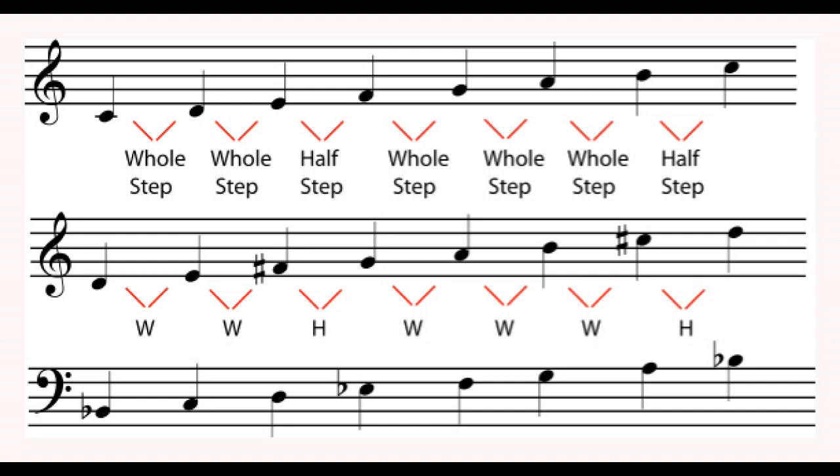These major scales all follow the same pattern of whole steps and half steps, or tones and semitones. They have different sets of notes because the pattern starts on different notes. All major scales have the same pattern of half steps and whole steps, or tones and semitones, beginning on the note that names the scale, the tonic.